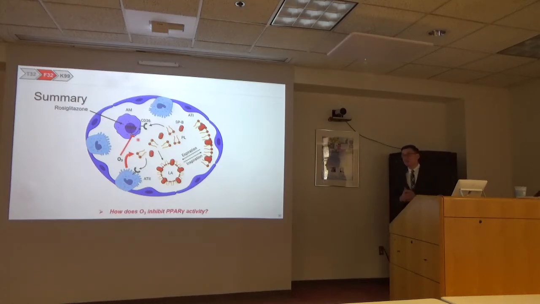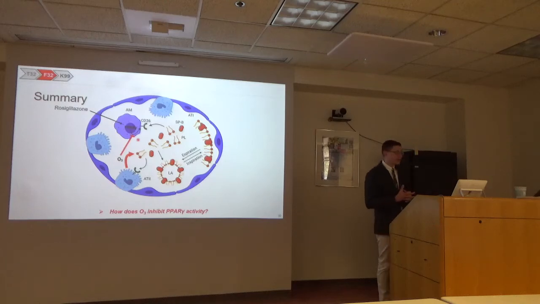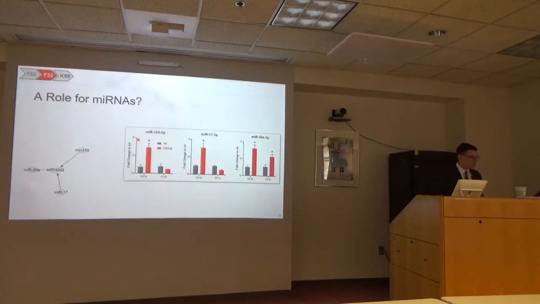And so it still remains to be determined how ozone actually inhibits PPARgamma activity. Well, I've done some work looking at a potential role for microRNAs. These are small non-coding RNAs. I first looked at the potential role for microRNA 155, miR-30e, and miR-17. These are all known to target PPARgamma. And so I just measured their expression by qPCR in cells recovered from the bronchoalveolar lavage. And we saw a significant increase in expression of each of these microRNAs 24 hours after exposure to ozone, and a persistent increase in expression of miR-30e at 72 hours post-exposure.